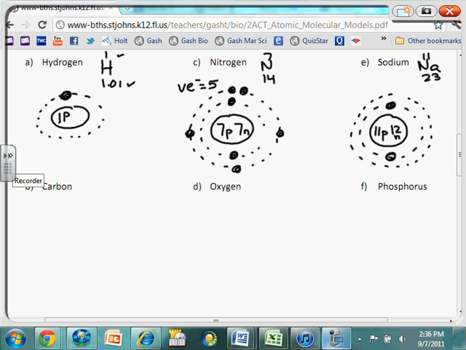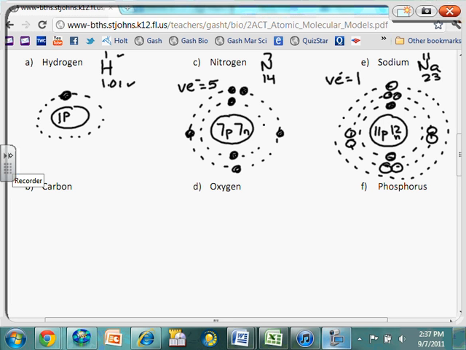We can fit as many as 8 in that second shell. That gives us a total of 10, but we need one more. So we can go ahead and add one more electron on the outside. Notice valence electrons here now equals 1. Okay, so there's 1 valence electron.